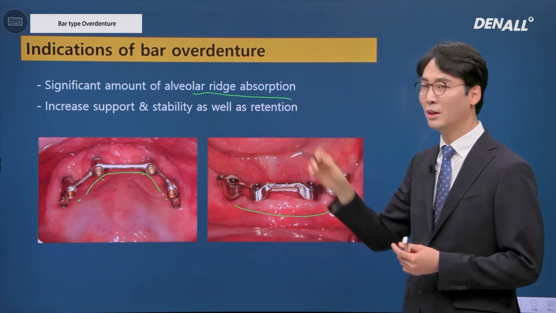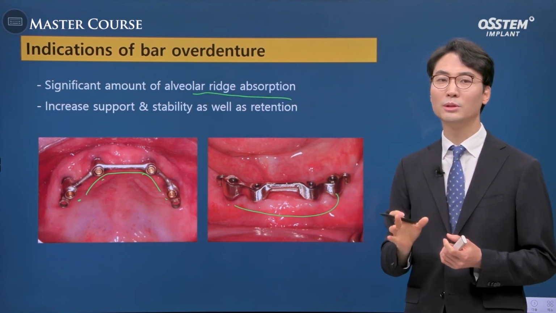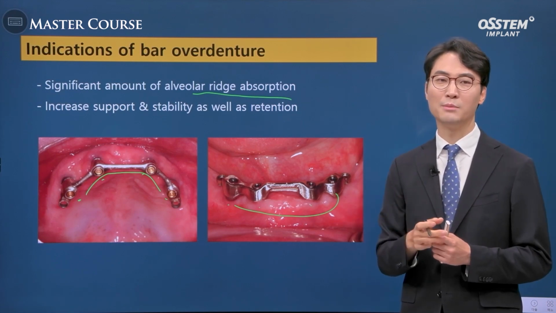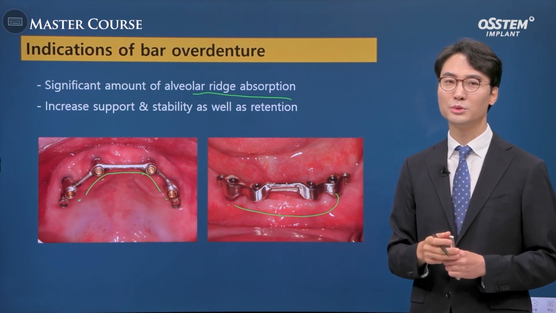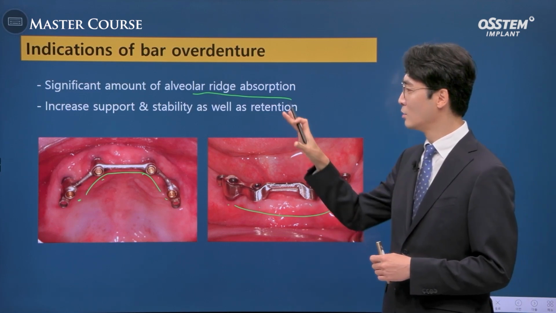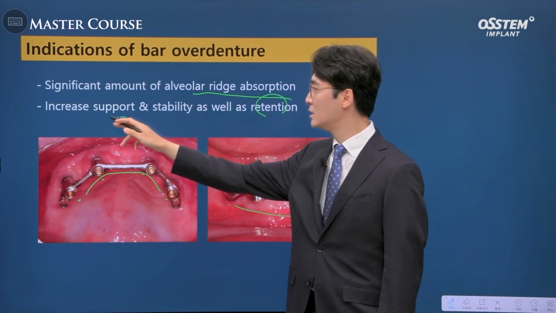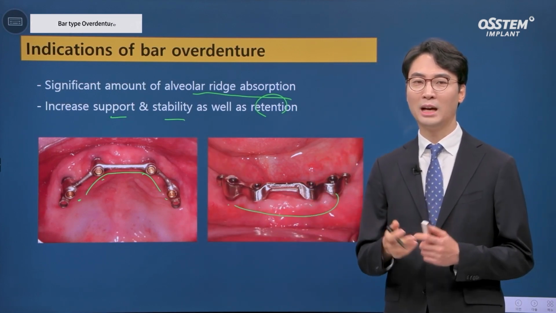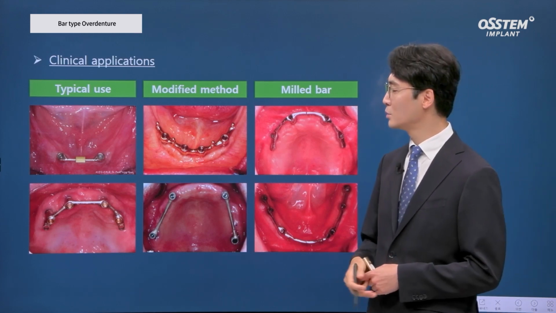If there is a very significant resorption of alveolar ridge, you can use this option, and you need to use this option in those cases to be able to prevent complications related to excessively resorbed ridge or component fracture. Bar overdenture can be used for instances where there has been significant amount of alveolar ridge resorption, as well as when there's a need to increase support, stability, as well as retention.